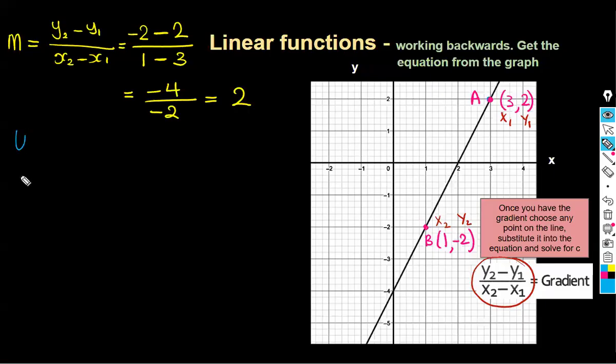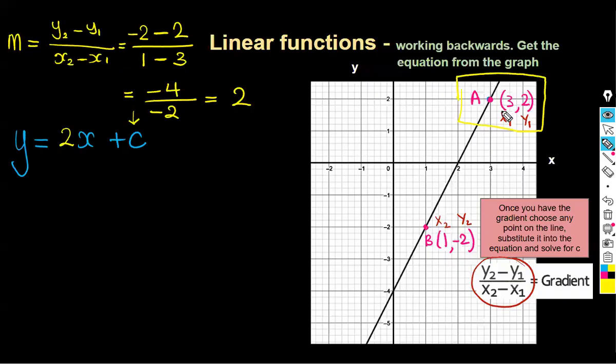The equation of any straight line is y equals mx plus c. We just figured out the gradient. The gradient, letter m, is positive 2. So we throw away m and put 2. We just need to find c. To find c, we could choose any point. We could choose A or B. I'm going to choose A.